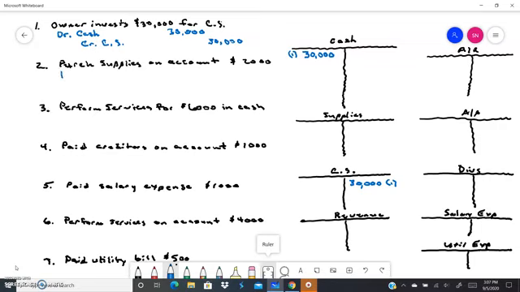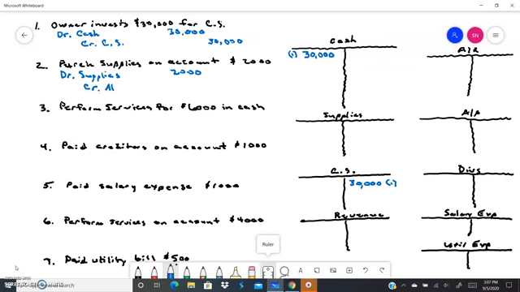An increase in an asset is a debit. So we're going to debit supplies for $2,000. And accounts payable is going up. Accounts payable is a liability. An increase in a liability is a credit.